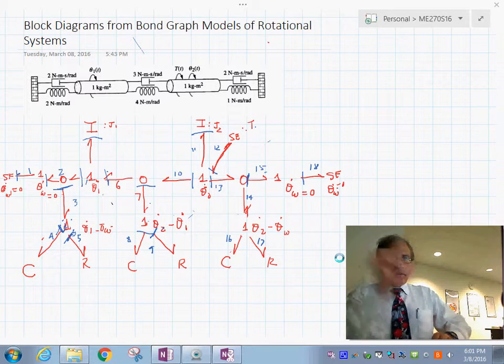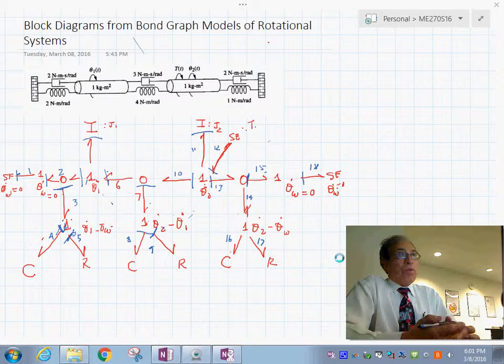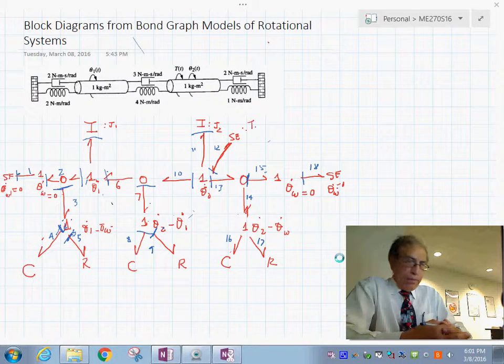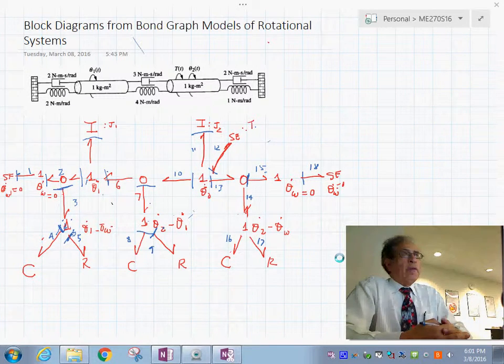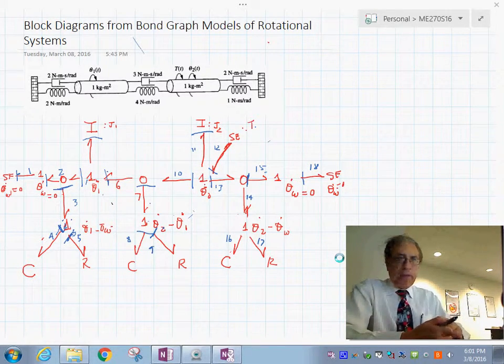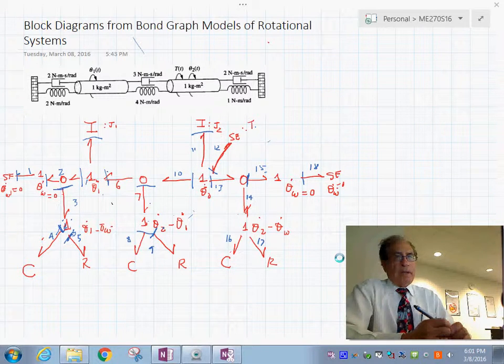Today we are going to see how to transform bond graph models into block diagram models, or maybe you could say block diagrams from bond graph models, for mechanical or rotational systems. For this example, you have a model in there and you have an example, a derivation of how that should be.